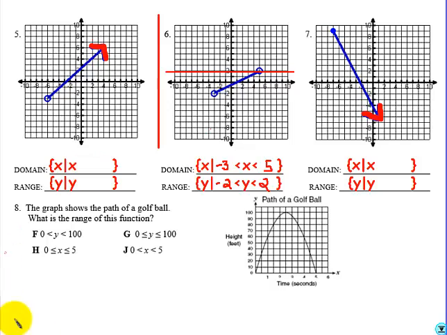Okay, let's see what you got. Okay, let's use our arrows here. So on number 5, where does my domain start? Where is my starting point on this line? My starting point is at -6. So let's write -6. In what direction is my line heading?